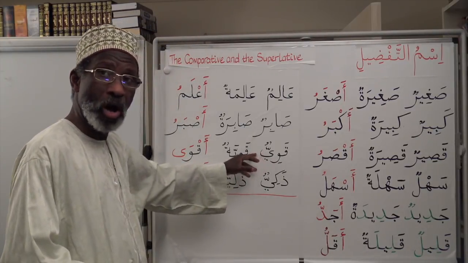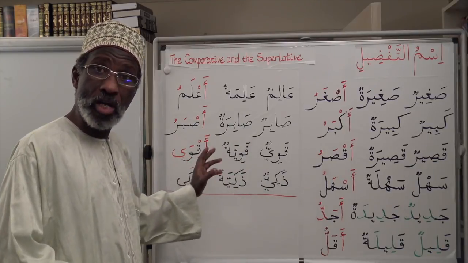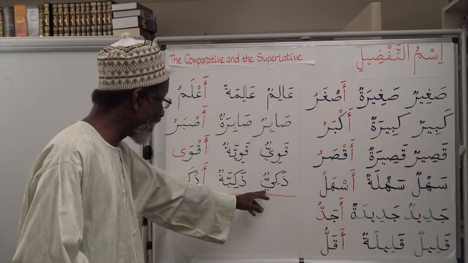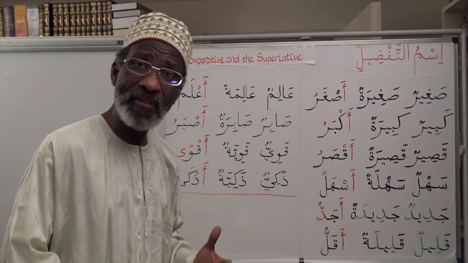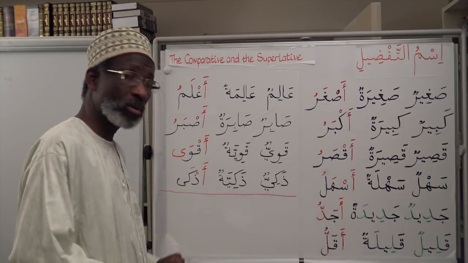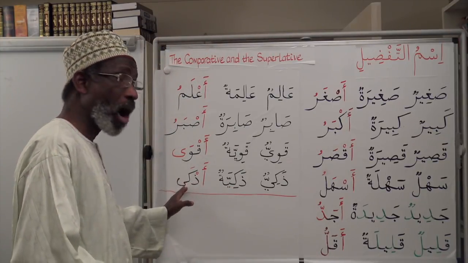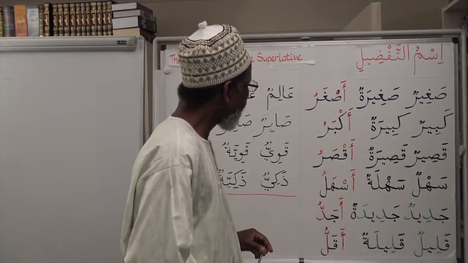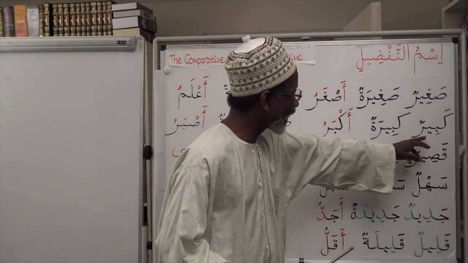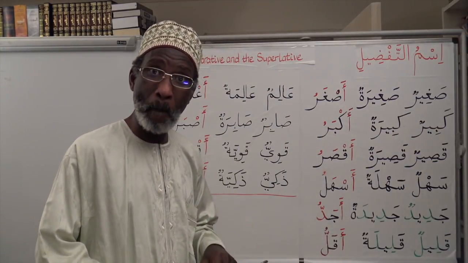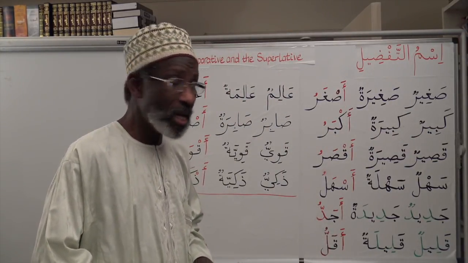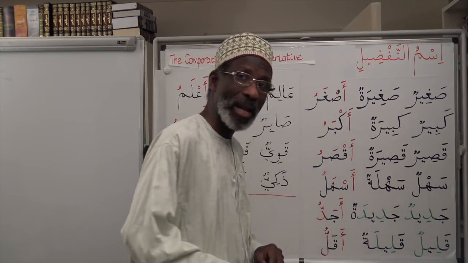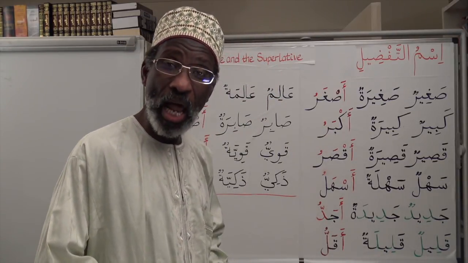Qawiyun, strong. Aqwa, stronger than. Dhakiyun, clever. Dhakiyatun, that's feminine. Azka, clever than. Now here, let's go back to this section. Kabirun, kabiratun, that means big or great. Now akbaru, greater or bigger or larger.